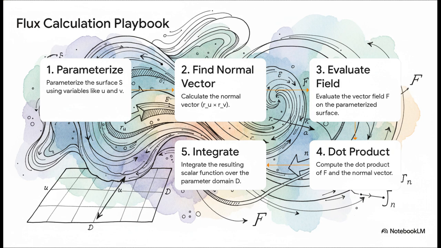1. Parameterize your surface. You need that map. 2. Calculate the normal vector, which tells you the through direction. 3. Evaluate your vector field on that surface. 4. Compute the dot product. This is where you isolate the perpendicular flow. And finally, 5. Integrate that result to add it all up. If you just follow these 5 steps every single time, you can handle any flux calculation they throw at you.